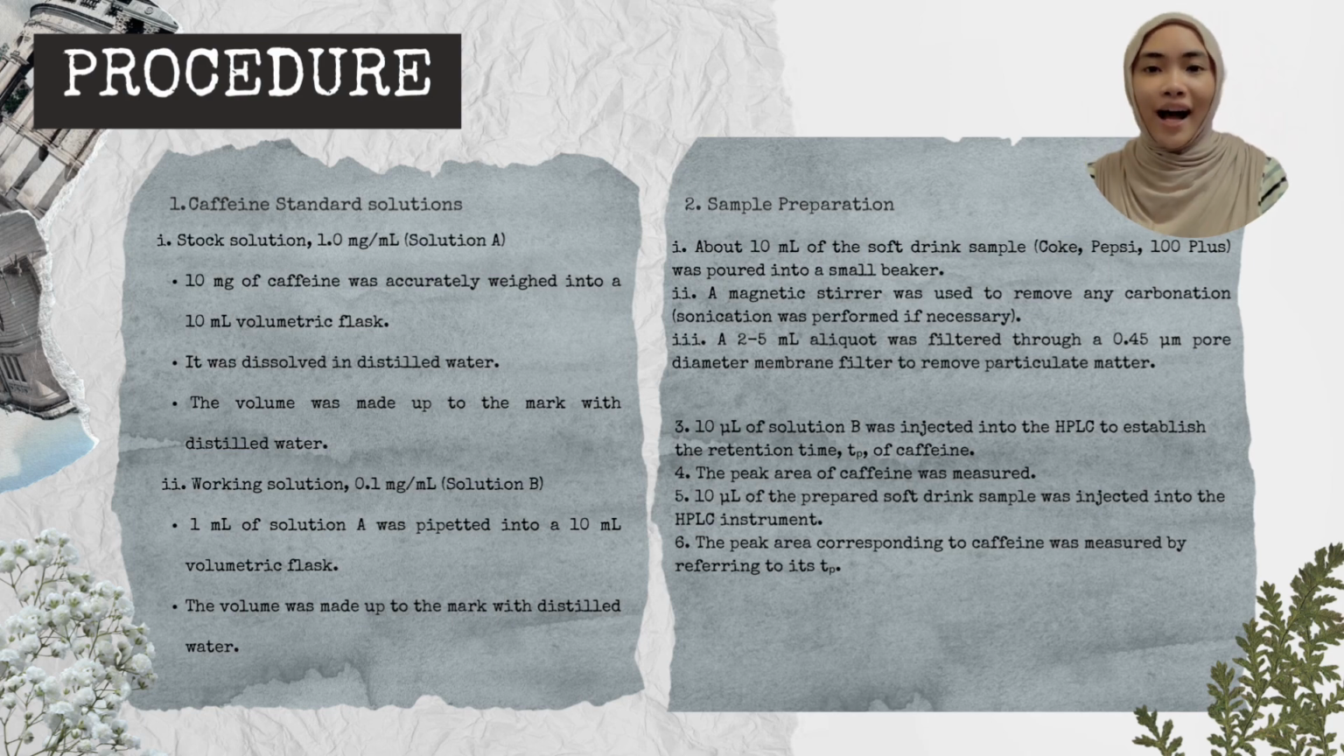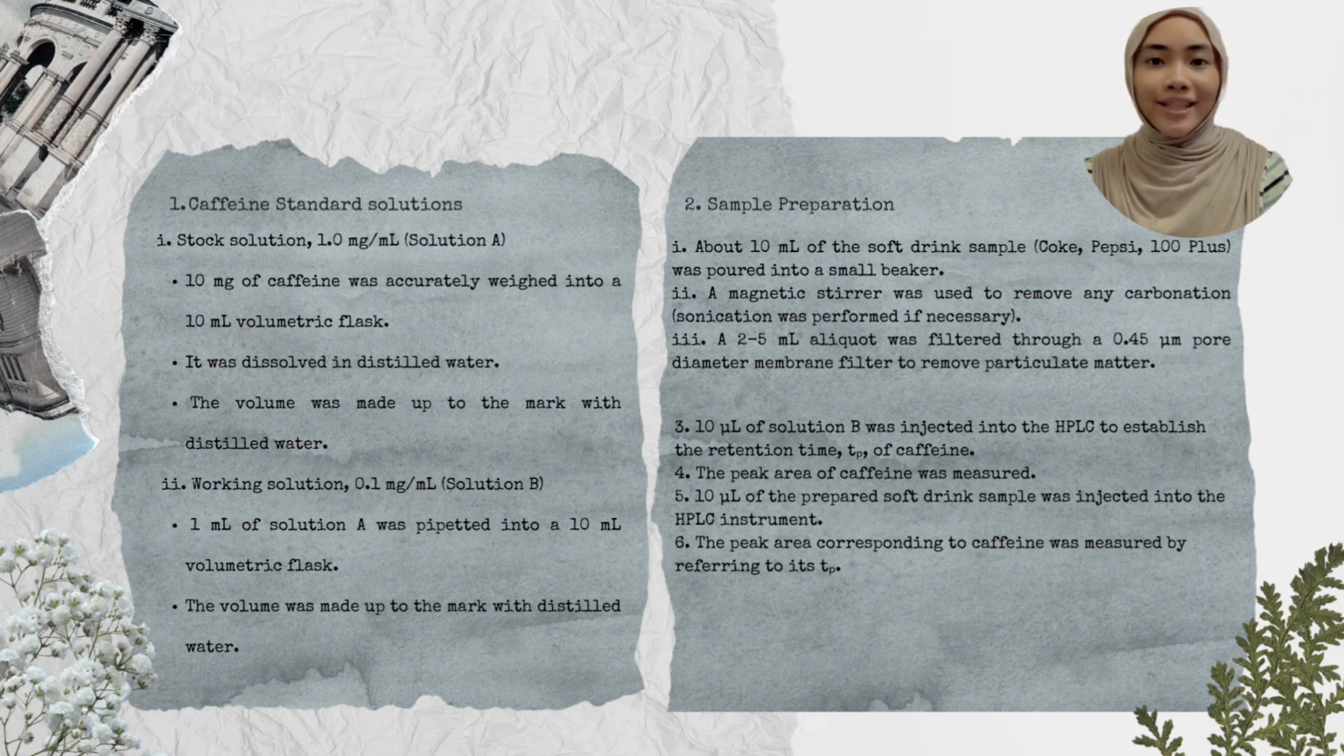particulate matter. After that, 10 microliters of solution B was injected into the HPLC to establish the retention time of caffeine. Fourth, the peak area of caffeine was measured. Fifth, 10 microliters of the prepared soft drink sample was injected into the HPLC instrument. And last, the peak area corresponding to caffeine was measured by referring to its retention time.